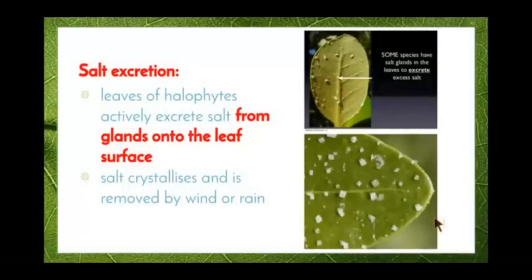The next one is salt excretion. So the leaves of halophytes actively secrete salt from glands on the leaf surface. So it's usually on the underside of the leaf. And then this salt crystallizes and is removed by wind or rain. So when the wind comes along, it blows the crystals off, or the water comes down, the salt crystals dissolve and they get washed away. So you'll recall seeing those when we went on the excursion.